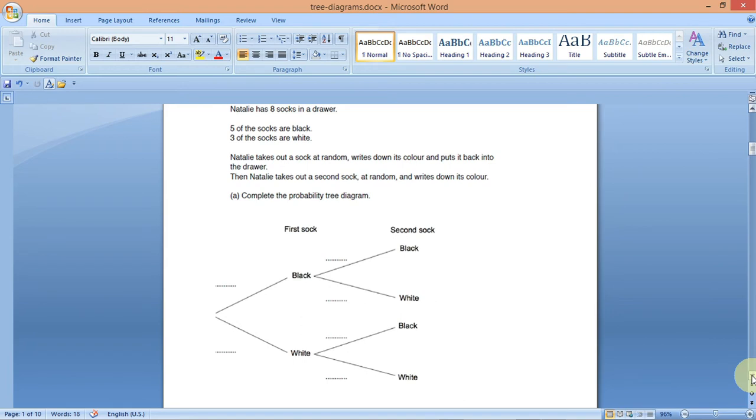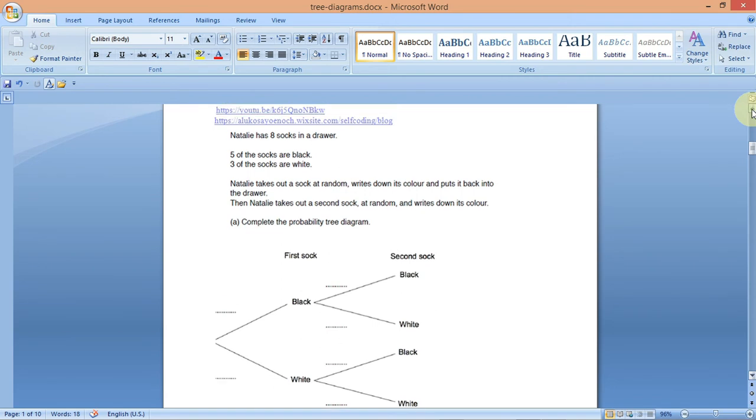Okay, let me just read the question first. Natalie has 8 socks in a drawer, and 5 of the socks are black and 3 of the socks are white. Natalie takes out a sock at random, writes down its color and puts it back into the drawer. So this one is with replacement. Then Natalie takes out a second sock at random, writes down its color and returns it.